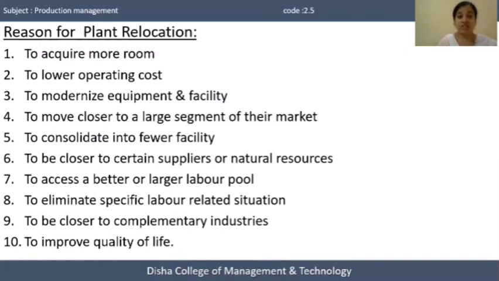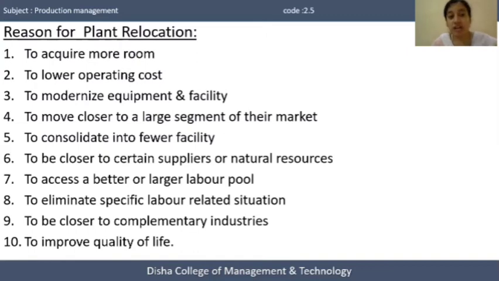So what is the reason behind relocating a plant? First, to acquire more room. If the present location doesn't have enough space to expand, then the industrialist thinks about relocating their plant to a particular area where he gets enough space for expansion and growth.